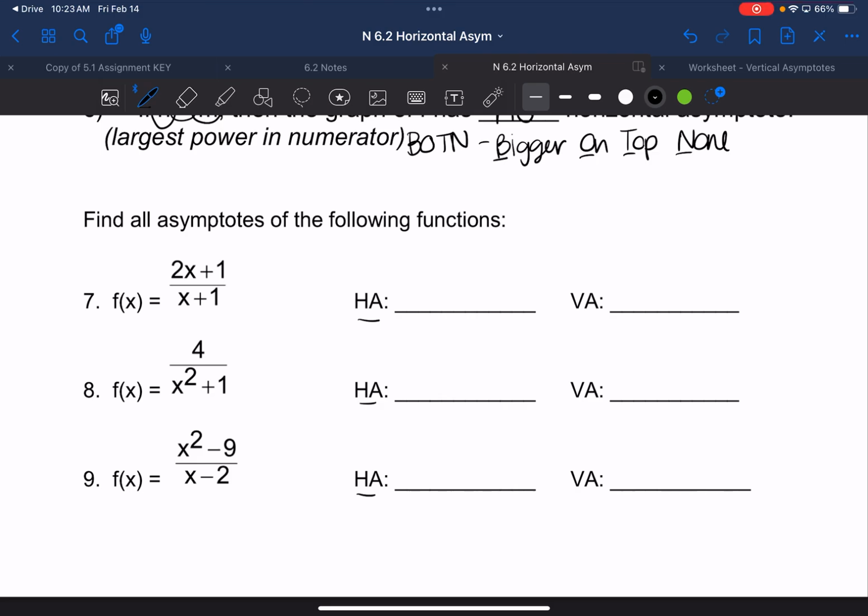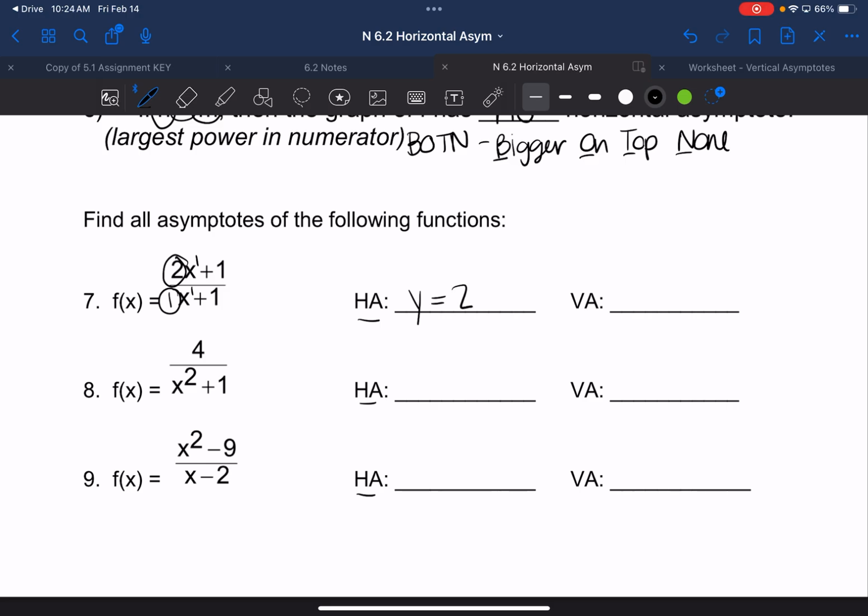On number 7, are the exponents the same or different? Same. So exponents are the same. This is EATS DC. What did it say we would do with the coefficients? Divide them. Okay, so the coefficient here is 2. The understood coefficient down here is 1, right? So 2 divided by 1 tells us we're going to have a horizontal asymptote at 2.